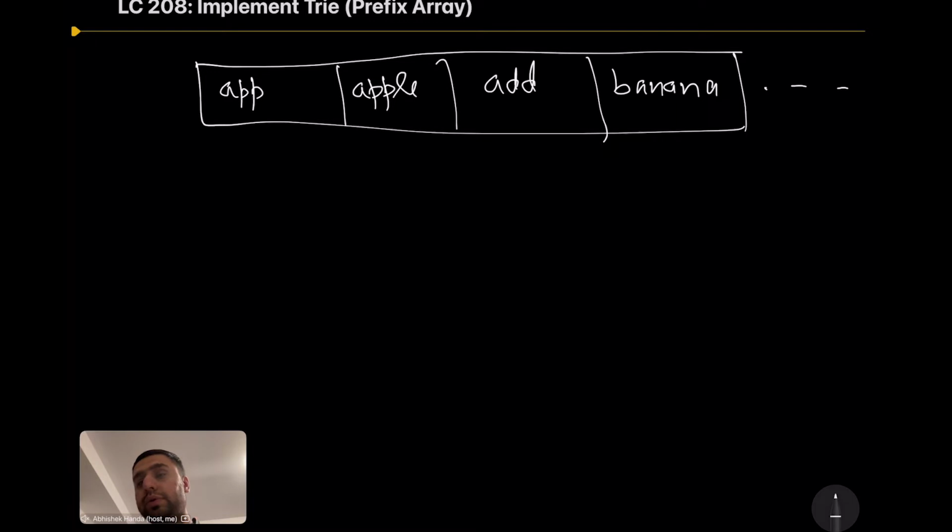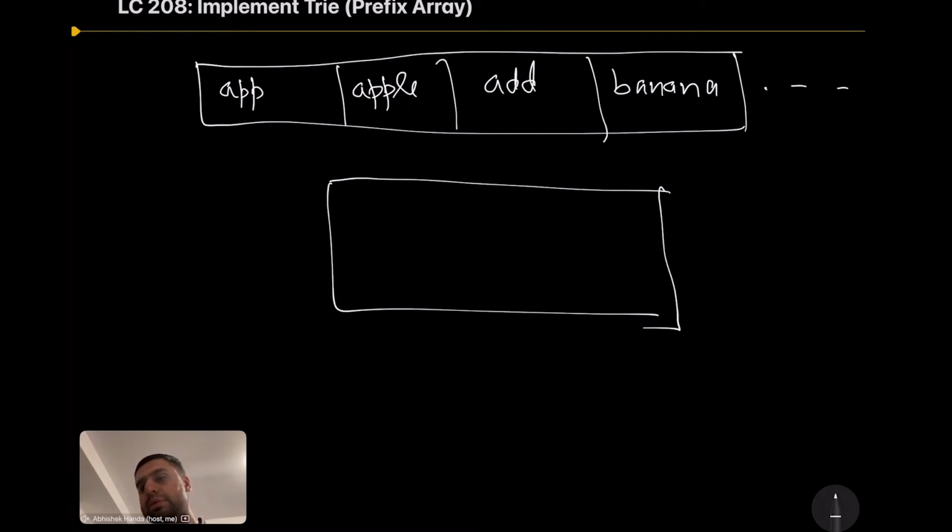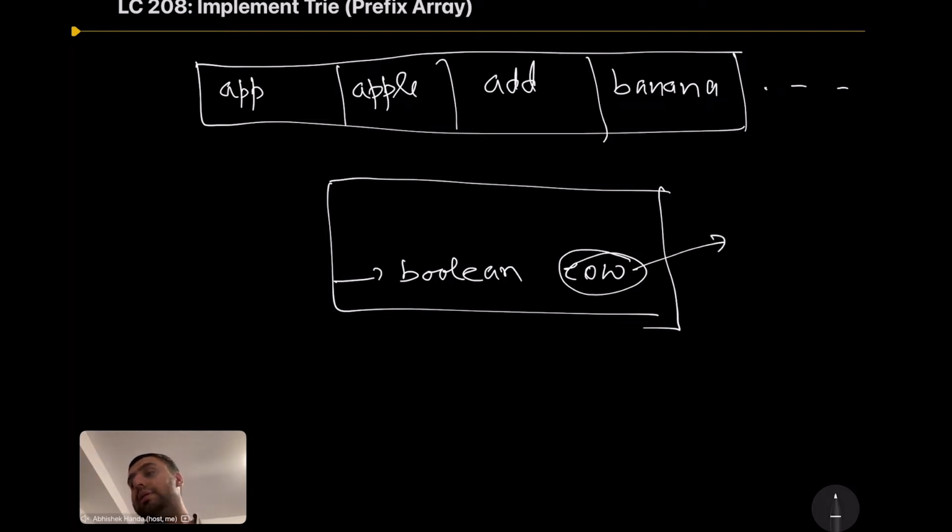So we need to efficiently create a tree for these kinds of strings. How can we create a tree? We are going to have a node. This will be our node, and it will have a boolean parameter, end of word, which tells whether this node is an actual end of a word or not. If it is true, it means a word ends here. If it's false, it means no word is ending here, and this is an intermediate character of a word.